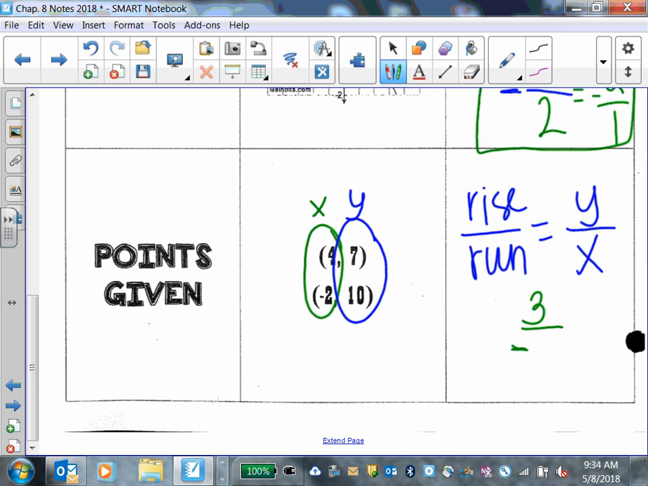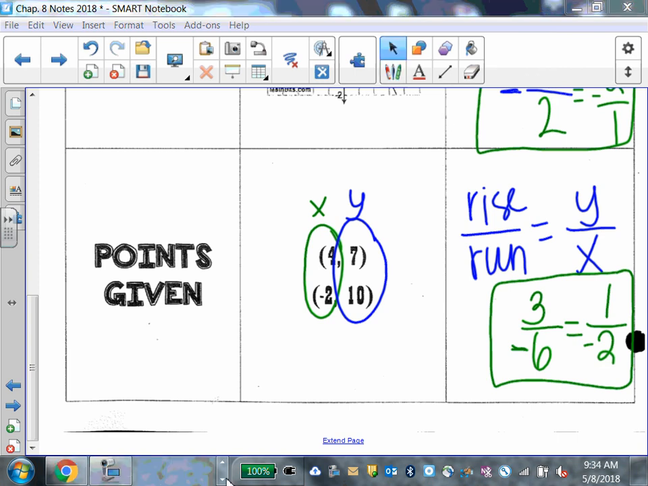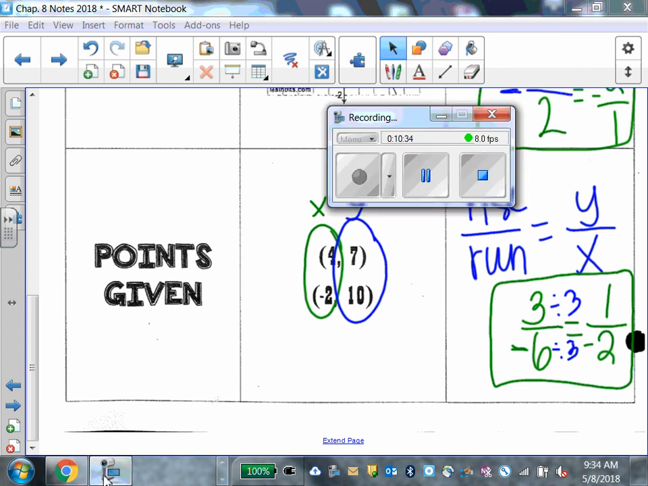Start on -6. So my slope is 3 over -6. Or what can this reduce to? Yep, negative 1/2. Both of these are perfectly fine. Just based off those 2 points, I can still find the slope. Because it went from 7 to 10, which is 3, and then from 4 to negative 2, which is a change of 6. And it went down, which is why it's negative. Because 3 divided by 3 is 1. 6 divided by 3 is 2.